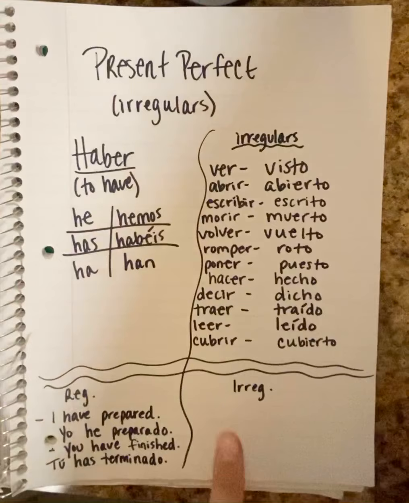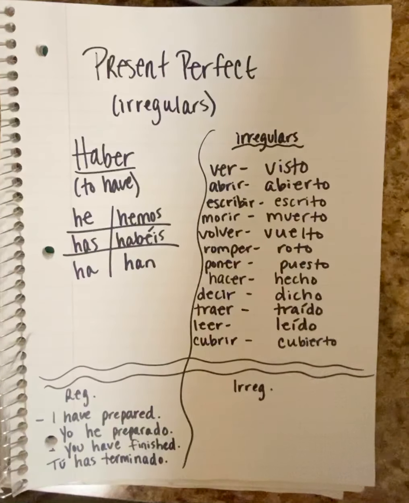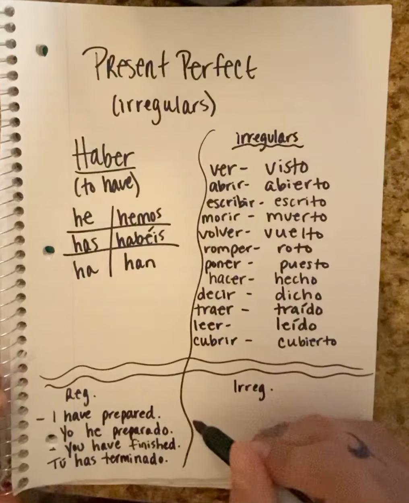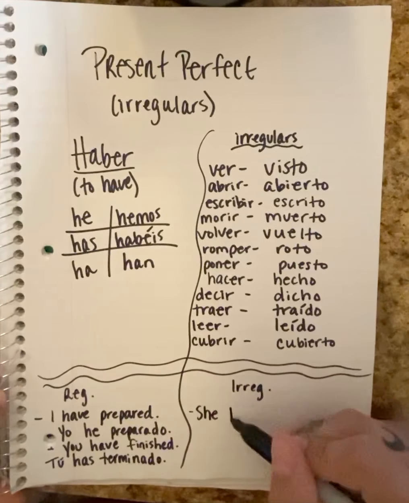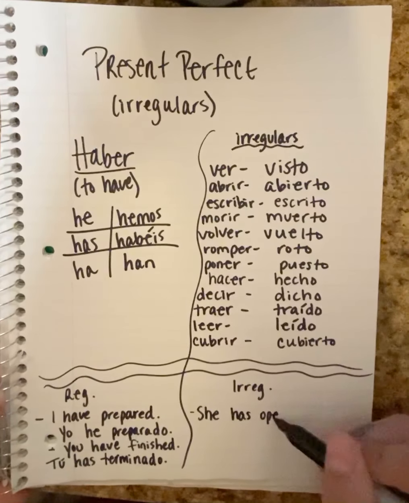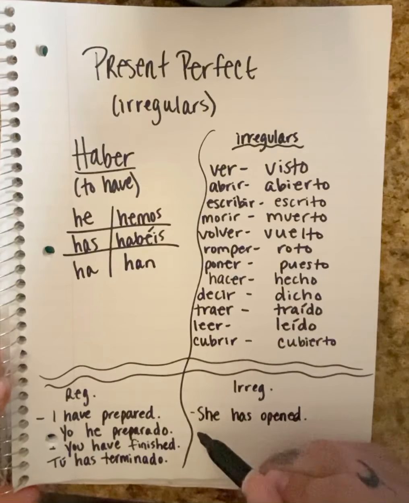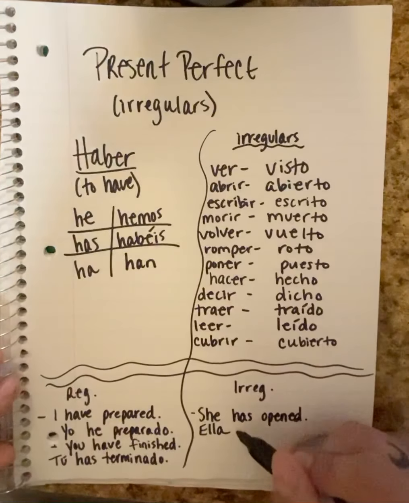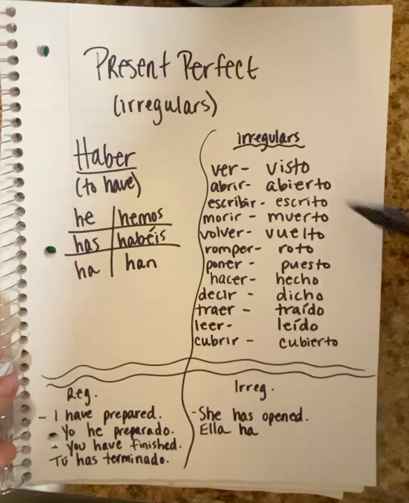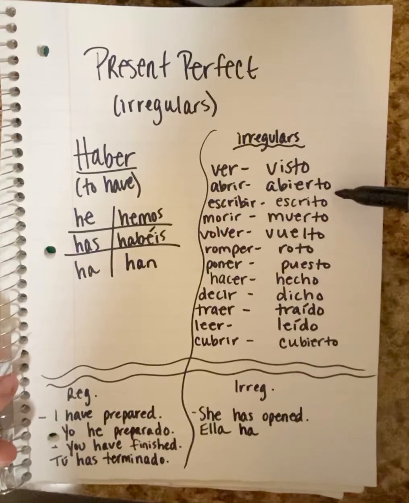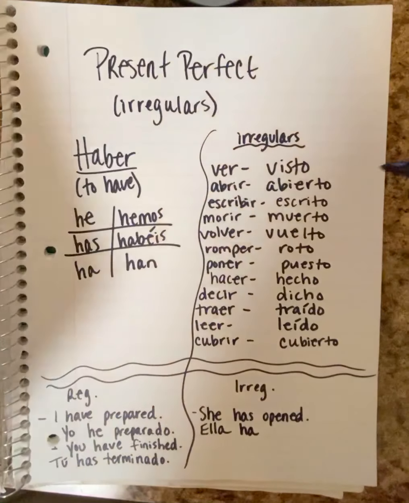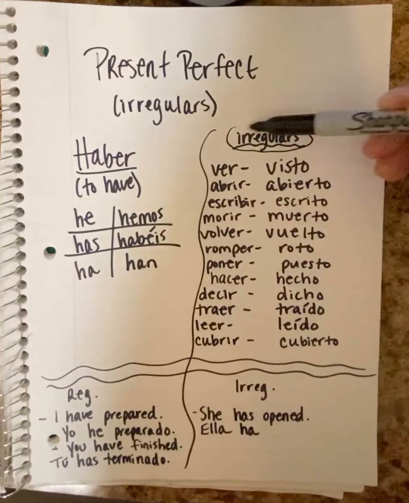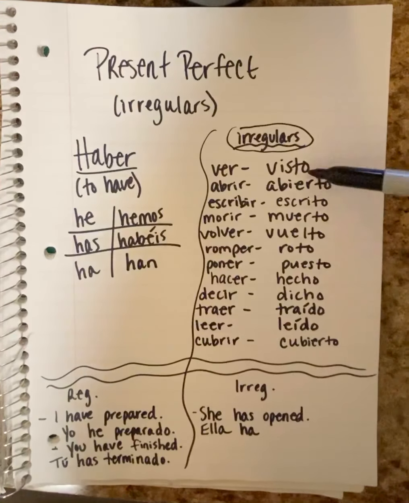Okay? And for a couple of irregulars, let's do she has, then a verb to open. She has opened. Okay? Would be ella ha, and then abierto. So this is the irregular. So in the past where we would do ado and ido for regulars, these ones are irregular. So this is the participle we would use. Abierto.